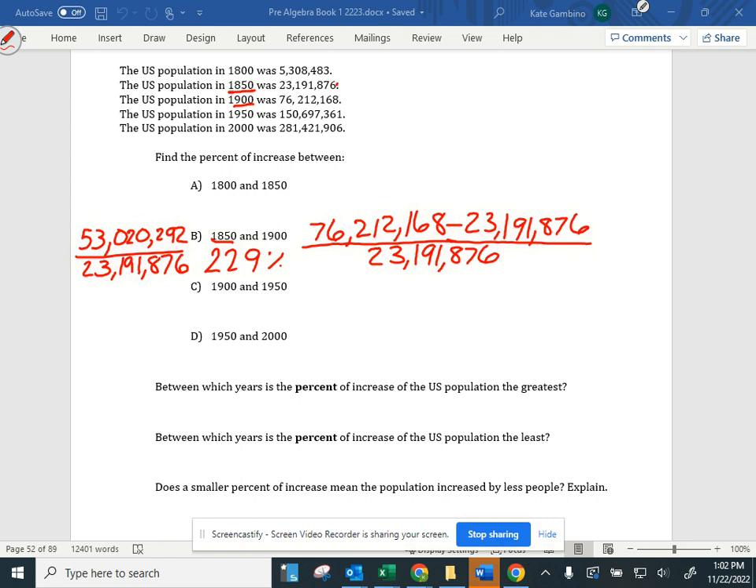When we put those numbers into our calculator, 53,020,292 divided by 23,191,876, we get 2.286157963. We want to go to the hundreds place because it's a percent. Percentages go to the hundreds. So in order to cut it off and not put all of those digits into our percent, you have to round.